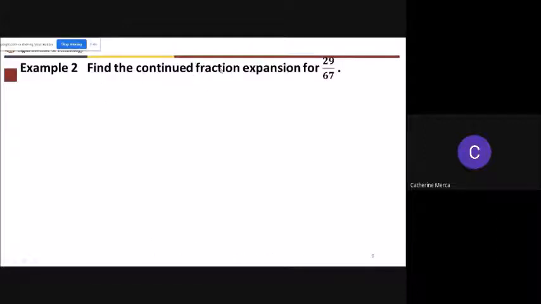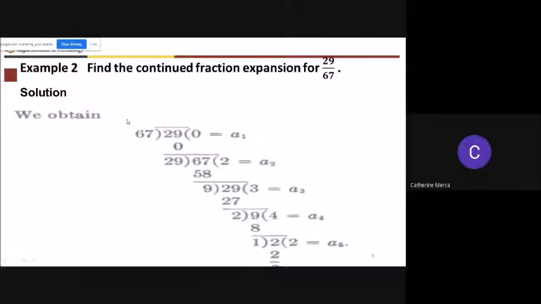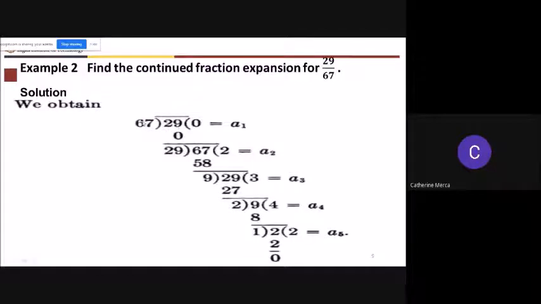How about if we have 29 over 67? Earlier, you had a bigger value up here. So what if we have a smaller value, say 29 over 67? So you obtain the following. 29 divided by 67 would be 0, so then 0, you come up with 29. And down the line, 67 again, you divide by 29. You have there 2, so 2 times 29, so you will have 58.